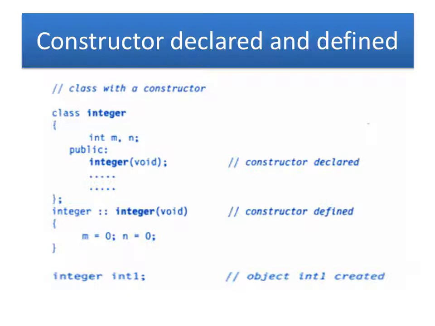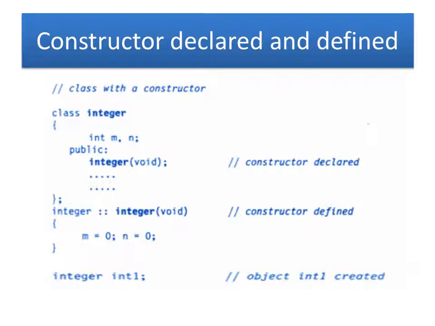This is a class named integer. Inside that we are declaring m and n as integers. Those two are the data members of this class. I'm declaring this constructor, integer(void), inside the class. We declare the constructor like any other member function in the class. The function name is the same as that of the class. Here the class name is integer, so the constructor name is also integer.